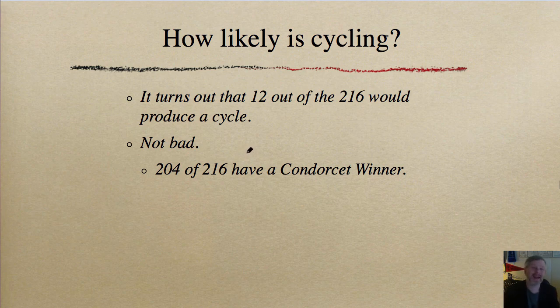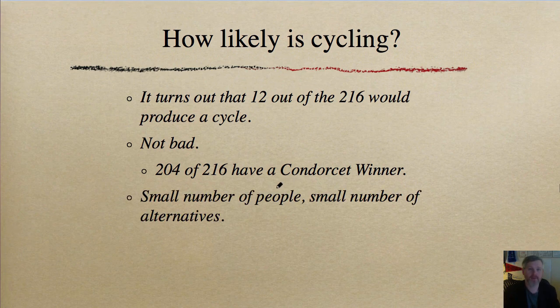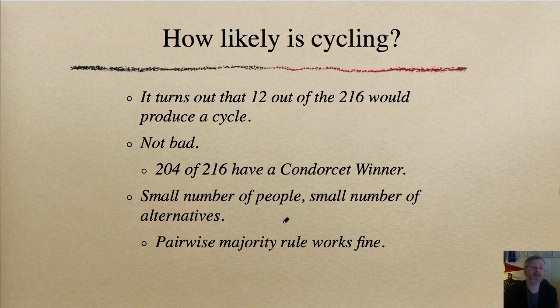So for any random society of people with preferences over 3 alternatives, we're very likely to get a Condorcet winner with 3 people, okay? So a small number of people, and a small number of alternatives. Pairwise majority rule is going to work fine most of the time. You're not going to get that Condorcet vote cycle. You can't be sure, it can't be guaranteed, because there are 12 of those strong orderings that do produce a cycle, right?